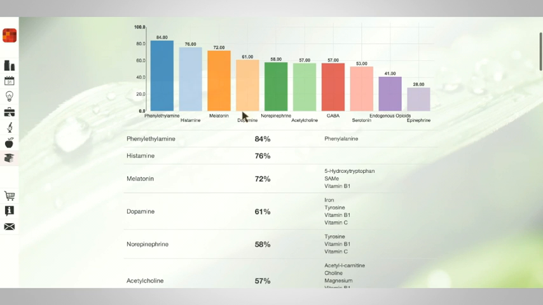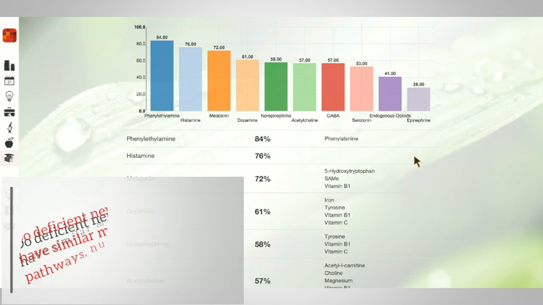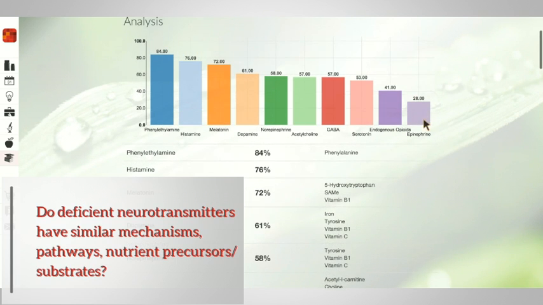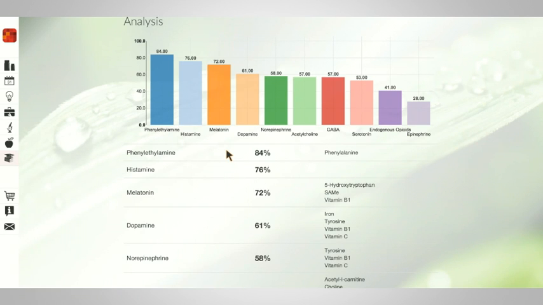So what we want to do is find, are there any similarities between them? In this instance, we've got a couple of neurotransmitters that really are more deficient than the rest. We're trying to identify that common link. So here we've got phenylethylamine is tyrosine, histamine is histidine, melatonin is tryptophan. So there's actually not a link there between all of them.